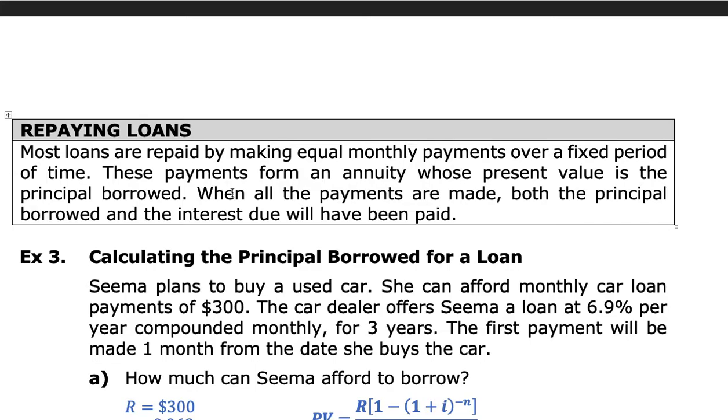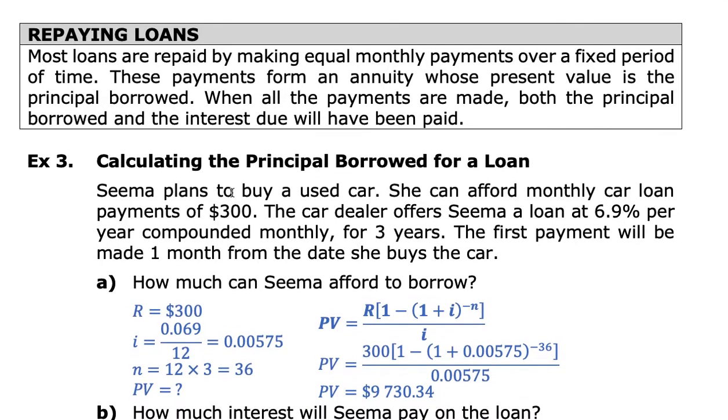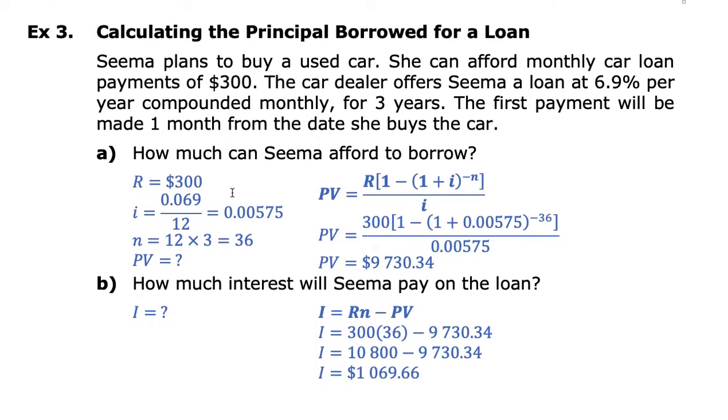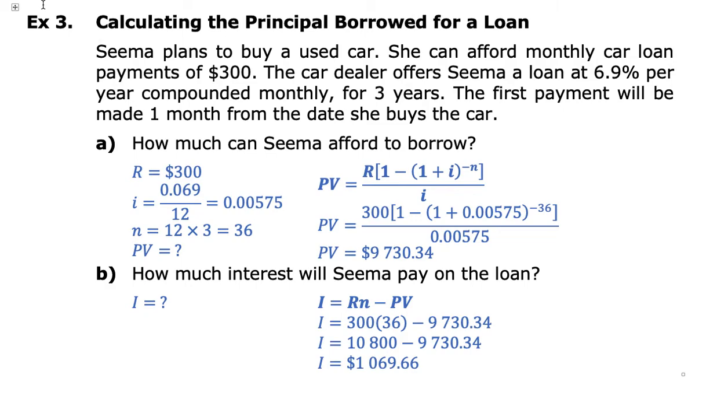One last example. Most loans are repaid by making equal monthly payments over a fixed period of time. These payments form an annuity whose present value is the principal borrowed. When all the payments are made, both the principal borrowed and the interest due will have been paid. Sema plans to buy a used car. She can afford monthly car loan payments of $300. The car dealer offers Sema a loan of 6.9% per year, compounded monthly for 3 years. The first payment will be made 1 month from the date she buys the car.